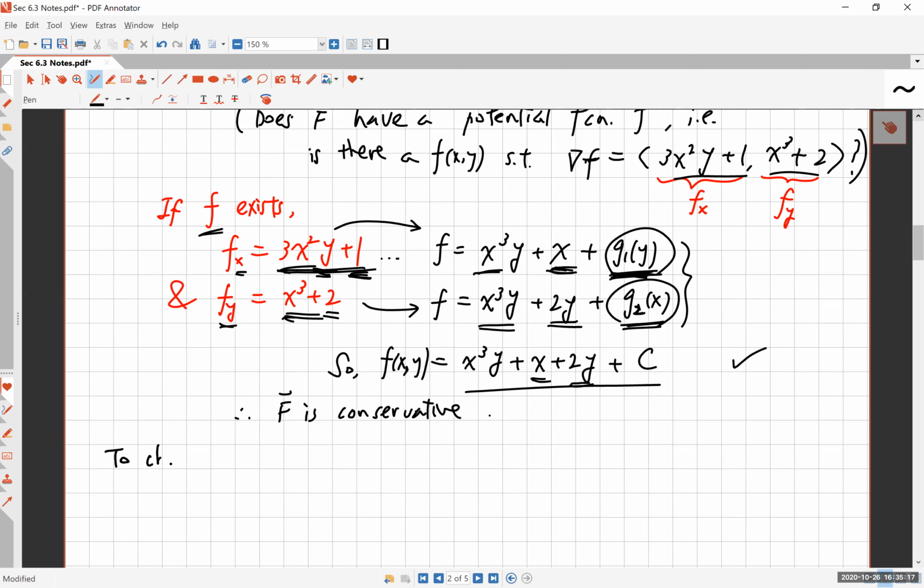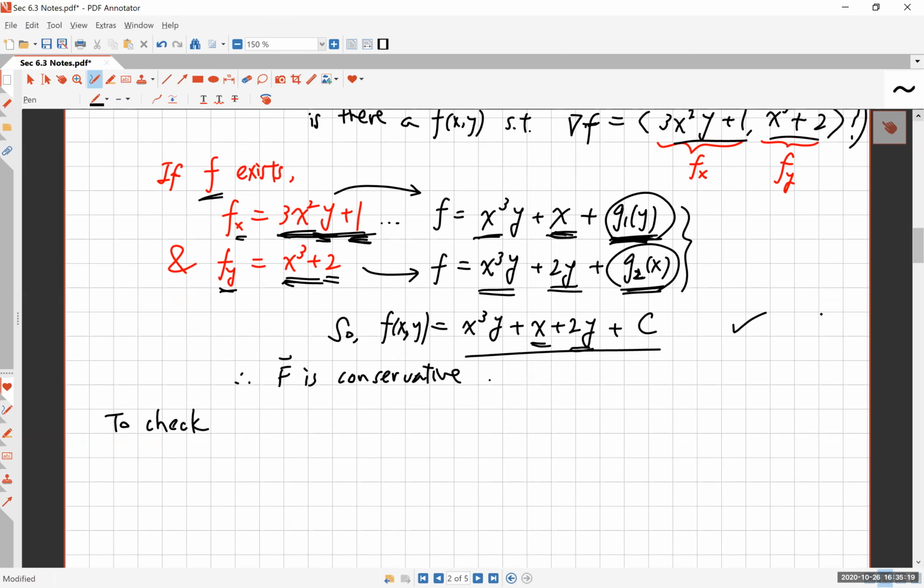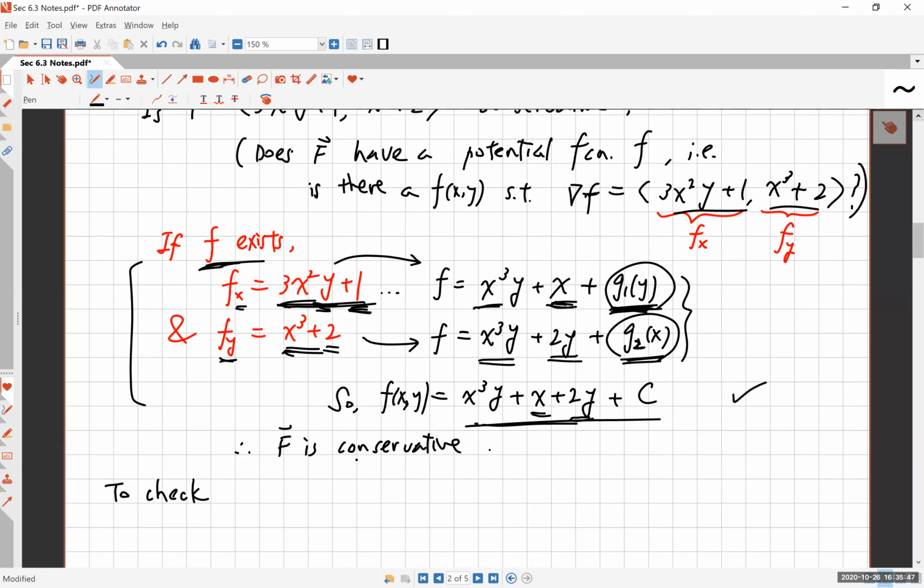To check, how can you check f exists? Okay, all right, so I've already sort of mentioned this, but one way to find if f exists is to look for it, okay? Look for one. And if you find a potential function, guess what? If you find a potential function, then the capital F is conservative by definition. Now, sometimes you can't find this kind of f, okay? And so what happens if you can't find the lowercase f? Does it mean that capital F is not conservative because you can't find a potential function?